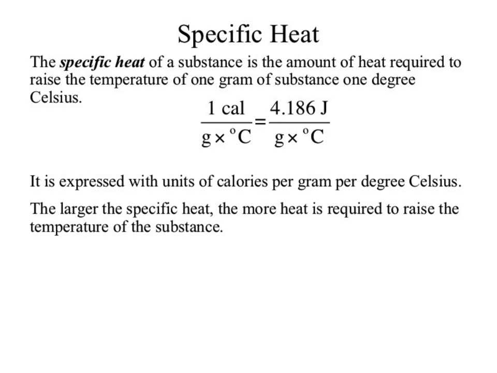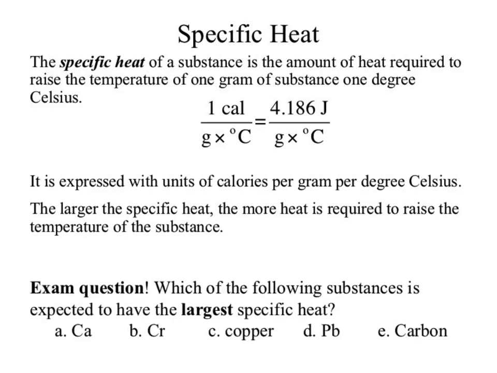What I want you to get out of the specific heat, though, is to realize that every substance has a specific heat, just like every substance has a density. We can use that specific heat to identify the compound. We can use it also to make broad, sweeping comparisons between groups of elements, to draw conclusions about them. Which of the following substances is expected to have the largest specific heat? What does a large specific heat mean?